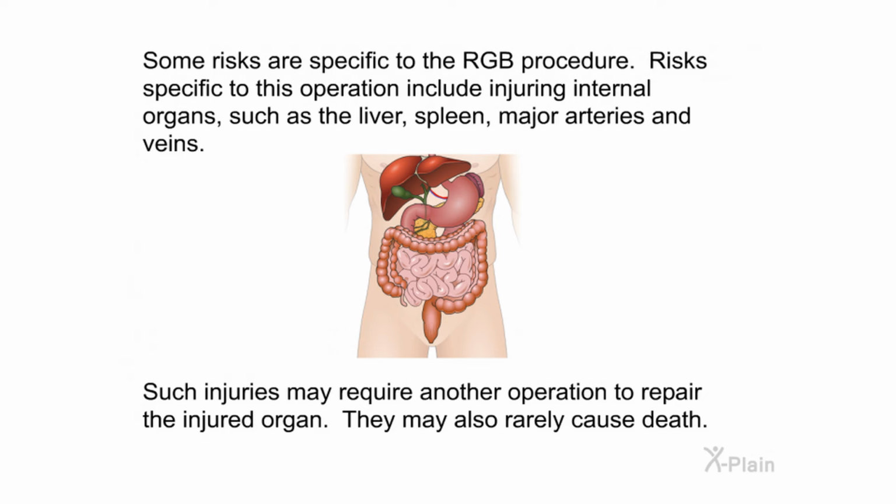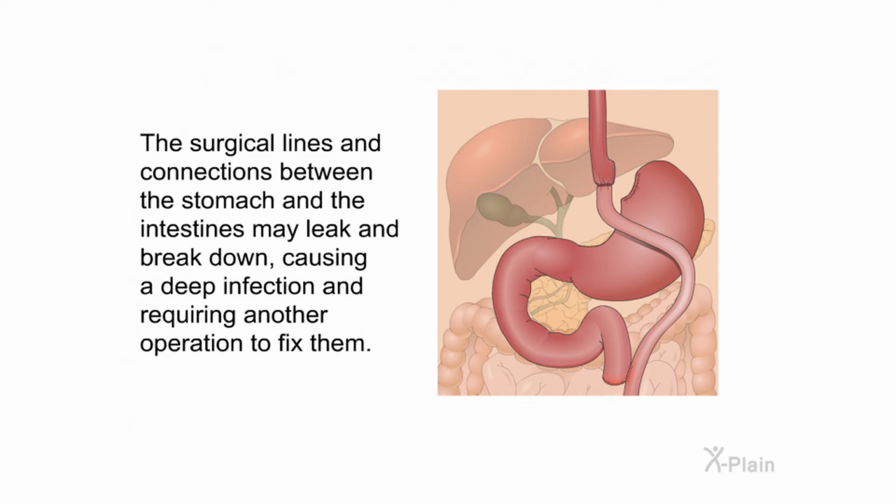Some risks are specific to the RGB procedure. Risks specific to this operation include injuring internal organs such as the liver, spleen, major arteries, and veins. Such injuries may require another operation to repair the injured organ. They may also rarely cause death. The surgical lines and connections between the stomach and the intestines may leak and break down, causing a deep infection and requiring another operation to fix them.